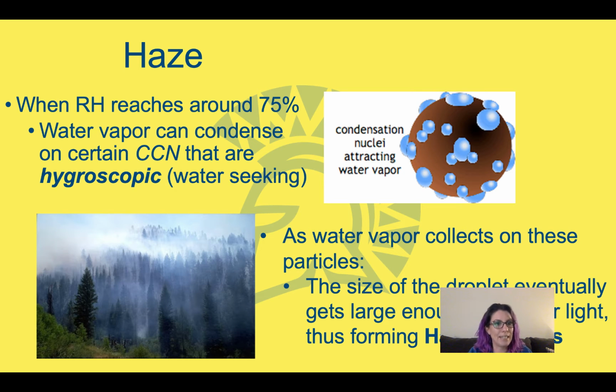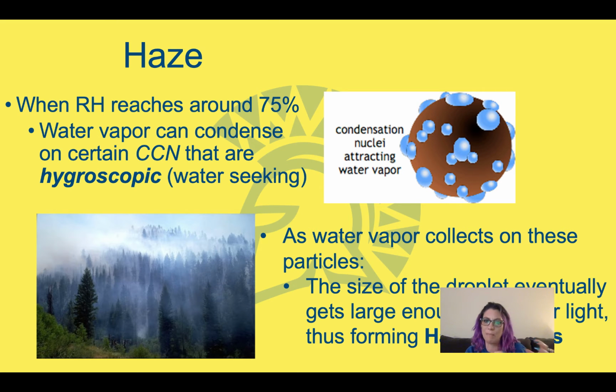And that brings us to haze. Haze is when the relative humidity reaches around 75%. Now, there's certain cloud condensation nuclei that are what's called hygroscopic, or water seeking. So it allows water vapor to condense on it when we haven't actually reached the dew point level. So it'll actually condense sooner than it would happen any other time. Now, when that happens, the droplet eventually will get large enough to scatter light, and that's when we have a haze particle. It's not like a lot of water vapor is going to condense on this cloud condensation nuclei, similar to a cloud. So it'll be lighter, and that's why it's haze.